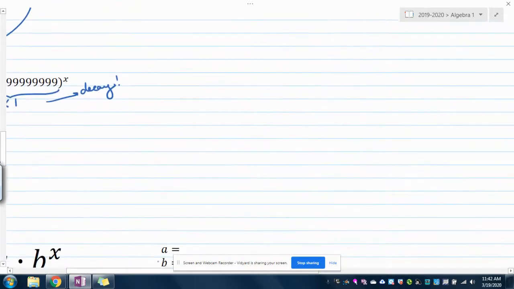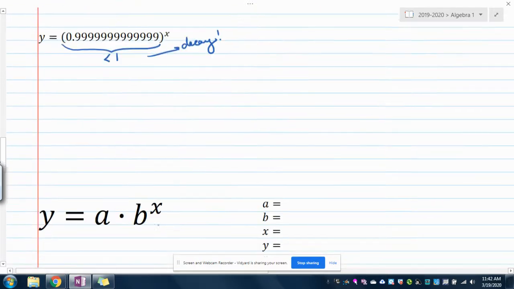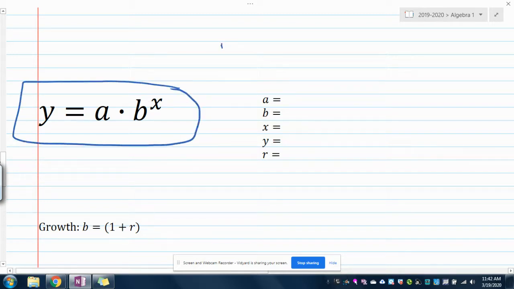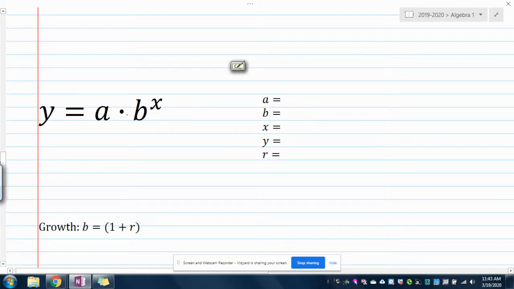Okay, so let's talk about what that means practically. So this is what's going to help you do your worksheets. So when I have y equals ab to the x, this is like your formula, essentially. Kind of like our standard form. So when we did quadratics, we had things like y equals ax squared plus bx plus c, stuff like that. This is going to be your model that you're working with. Y equals ab to the x.